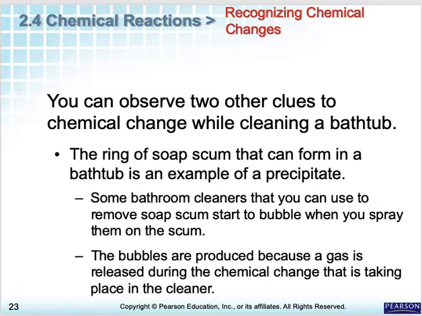And some bathtub cleaners that you use to remove it bubble when you spray them on, and so therefore we see that another chemical reaction is taking place, allowing us to remove that precipitate or change it back into the aqueous phase so that we can have it go down the drain.